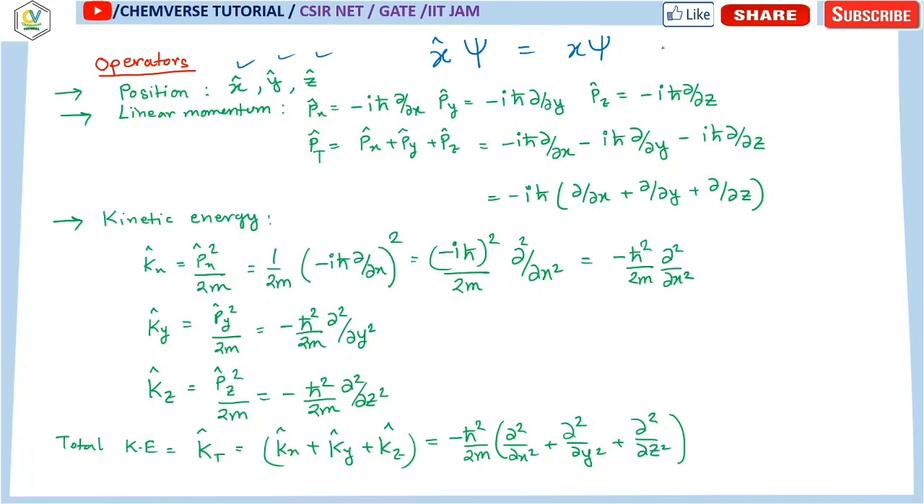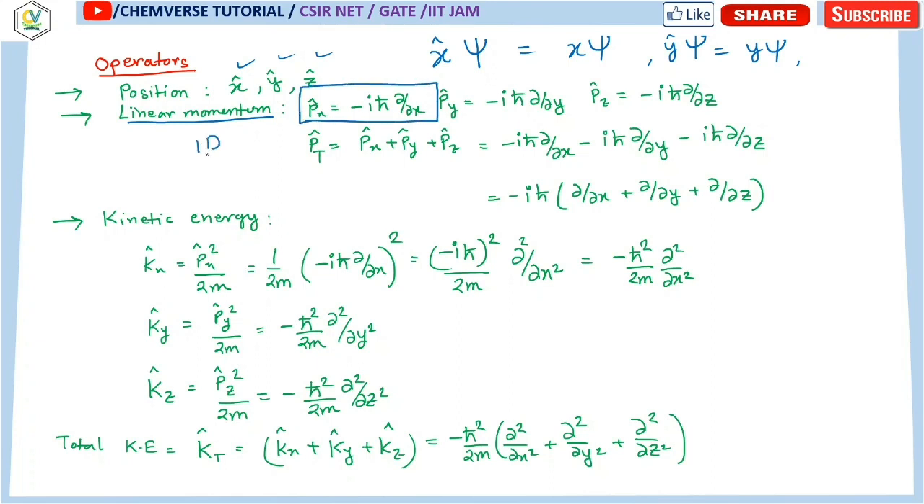If the operator y operates over the function psi, it will be simply the multiplication by y. In this way you can think that these are the position operators. Now for momentum, the linear momentum operator is expressed in terms of this. This is the x component of the linear momentum operator, px.